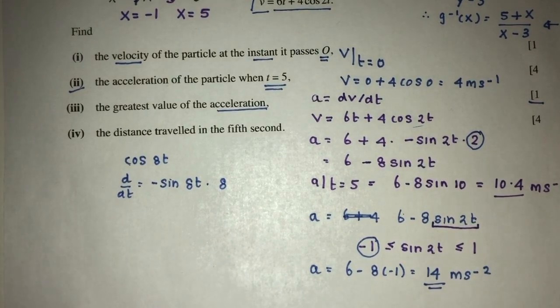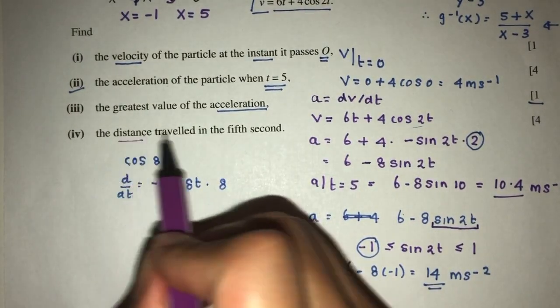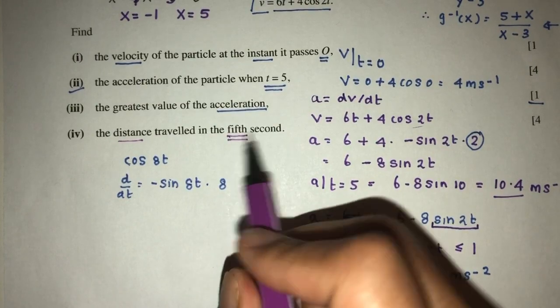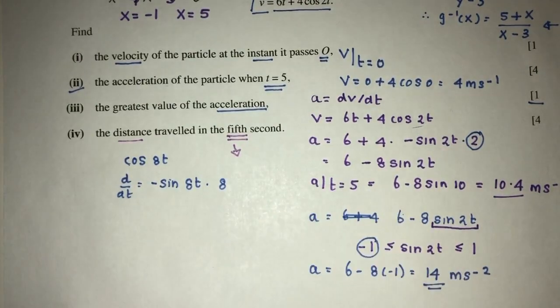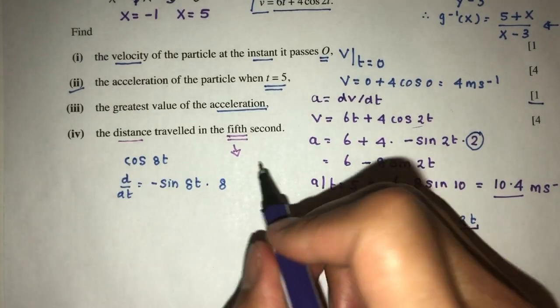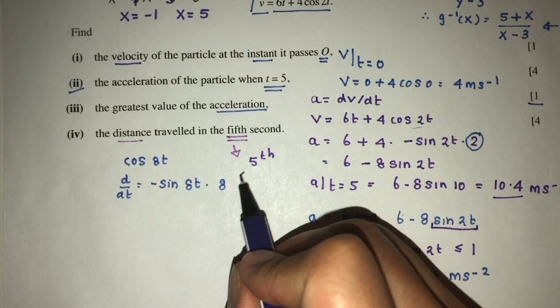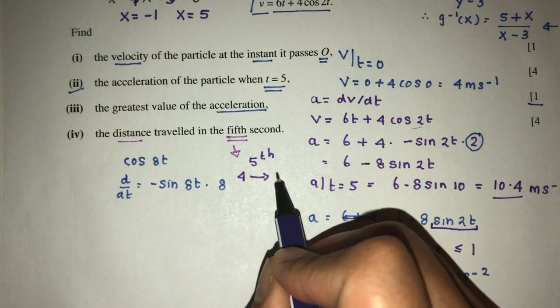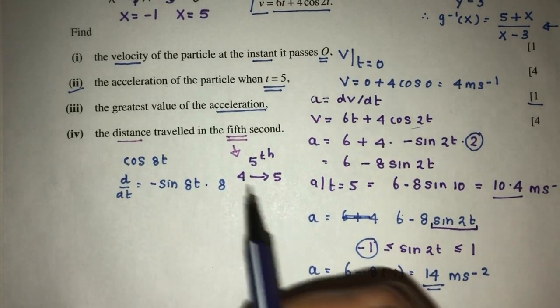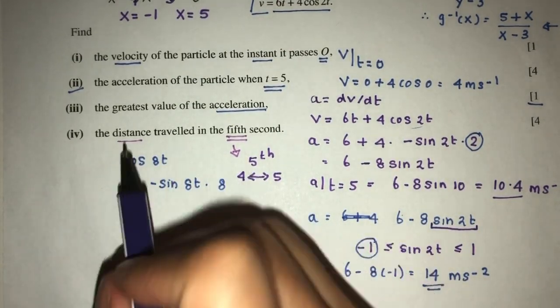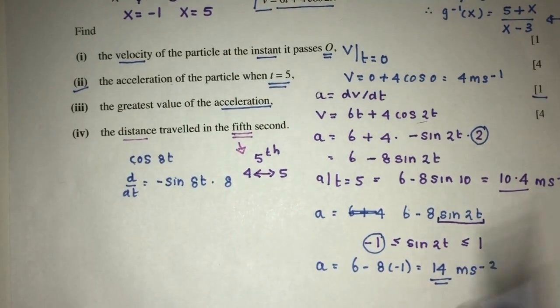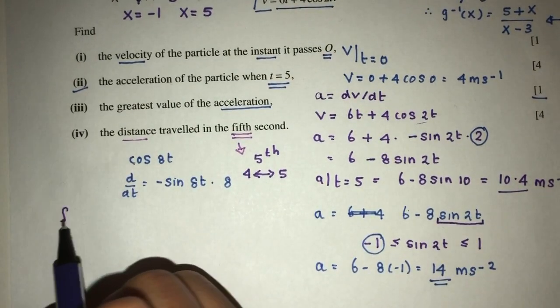Now for part 4, we have to find the distance traveled in the 5th second. That's something kind of hard to understand. When you say 5th second, it is actually the time between the 4th to the 5th second. So between those two. But we have to find the distance traveled. But first we have to find the displacement function.